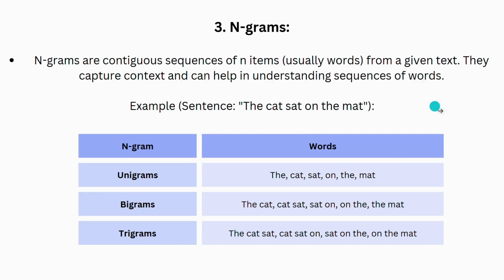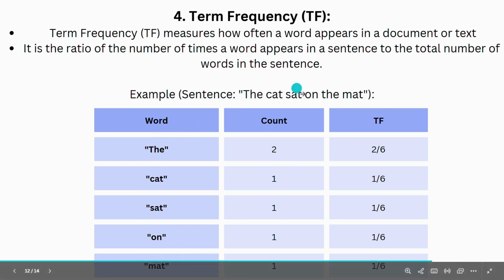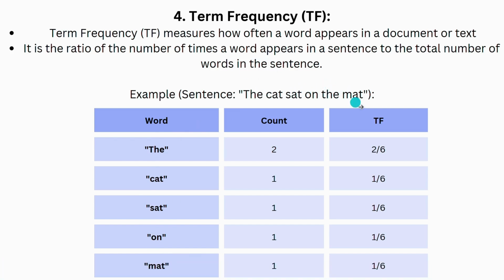Next topic we have to see is term frequency, TF. Term frequency measures how often a word appears in a document or text. It is the ratio of the number of times a word appears in the sentence to the total number of words in the sentence. For example, the cat sat on the mat. In this example, the appears two times. Total words are 6. Here the is 2 times. 2 by 6 is the term frequency.